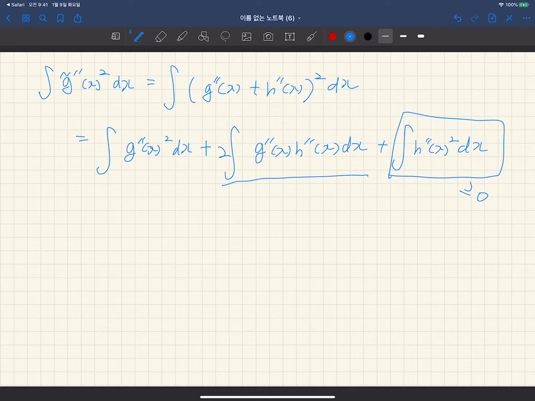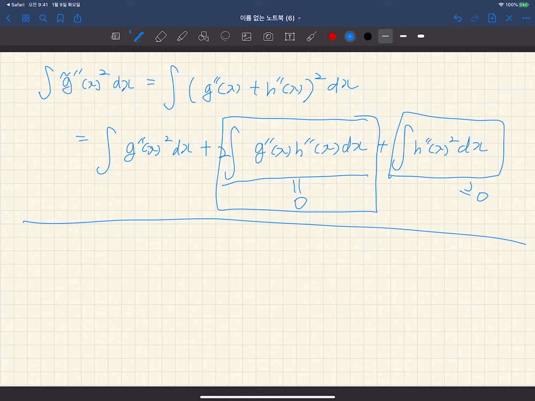So once we show that the cross term is equal to 0, naturally we can conclude that the integral of g tilde second derivative squared is greater than or equal to the integral of g second derivative x squared dx. This is a sufficient condition for what we want, so we have to show this. Then what is the integral of g double prime x h double prime x dx?